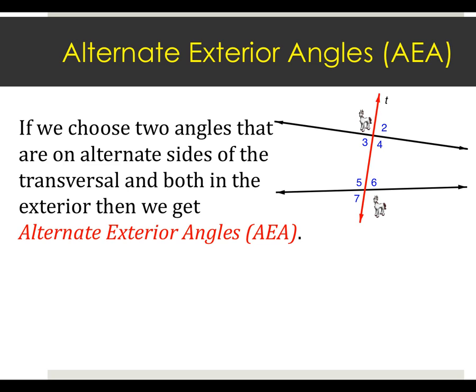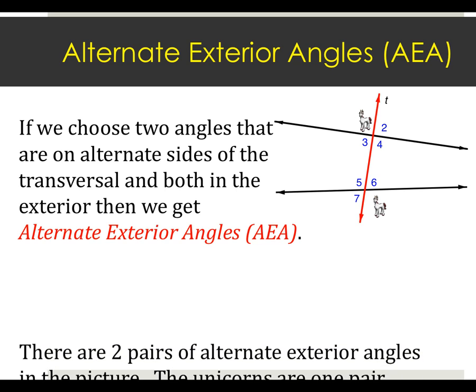Alternate exterior angles. So again, looking at the name, alternate, opposite sides of the transversal, exterior on the outside. So the incredibly creepy unicorn that it's hard to see there, but he turns and looks at you and smiles, is 1 pair of alternate exterior angles. The other pair would then be 2 and 7.